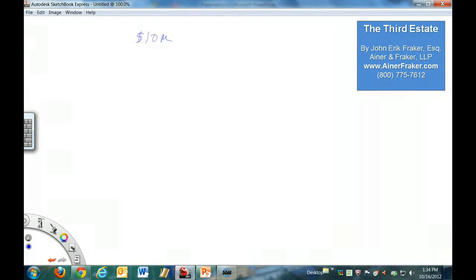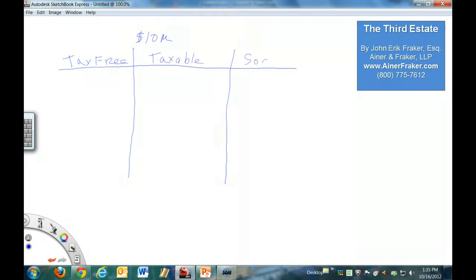And then what we're going to do is divide this into three separate columns, okay? One column, two columns, three. So the first column is what we call our tax-free column. And the tax-free column is exactly that: money that you can pass on to your children without paying estate or gift tax. The second column is what we call our taxable column. This is money that has not yet been taxed by the government, but is subject to federal estate tax. And then the third is what we call the social column.